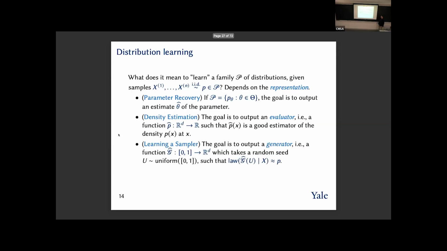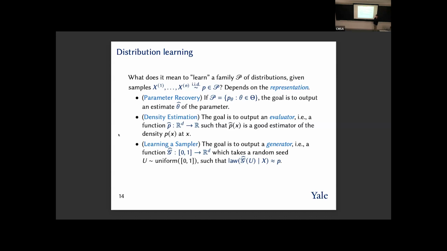But there's another way which is actually more relevant to this generative modeling paradigm, and it's called learning a sampler, or also called learning a generator. This is the problem of learning a function g hat, which you should think of as an algorithm. The algorithm takes as input a random seed, which without loss of generality is uniform between 0 and 1, and then it outputs a sample point in R^d. Our notion of closeness will be that the law of the output of our algorithm, conditioned on the data that we already have, should be close to P.